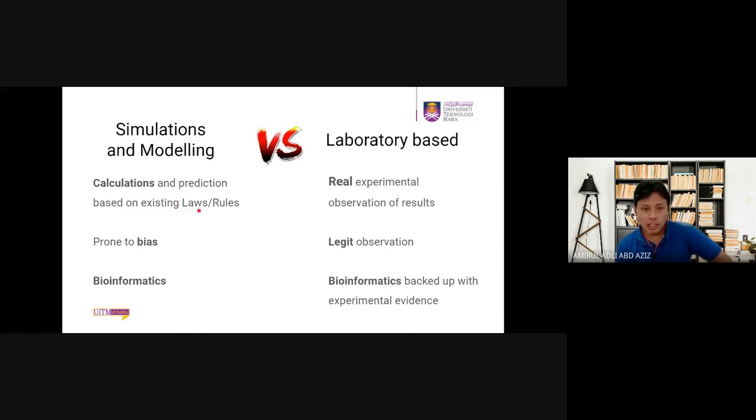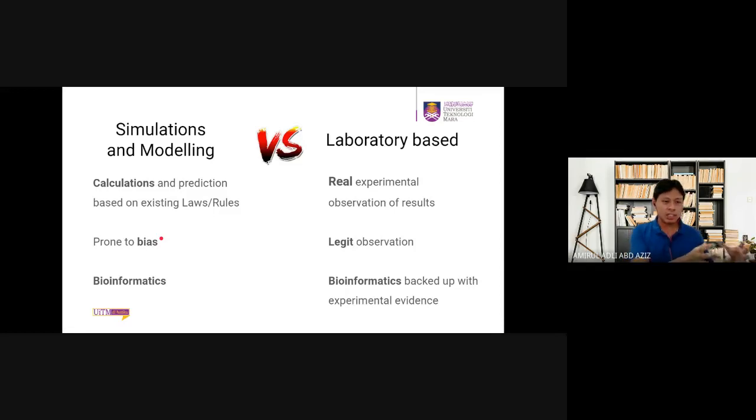Okay, lepas tu secondly, simulations and modelings are prone to bias. Okay, ini sebab apa? Sebab dia calculations, and then bila calculations ada certain formula yang dipropose oleh some bioinformatician ataupun statistician ataupun mathematician lah. Okay, and then calculations can be biased. Okay, because they might not include certain factors yang they don't know, and then these calculations are human made. Okay, we create the formula, we study, then we create the formula at that time.